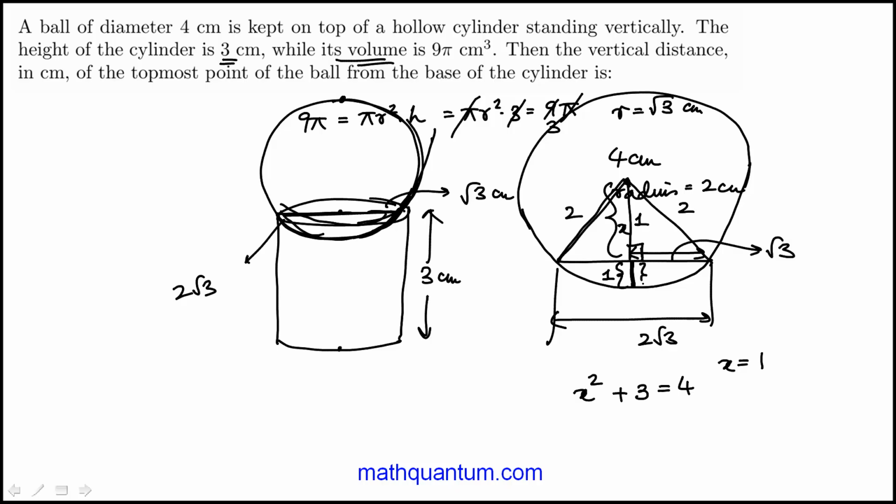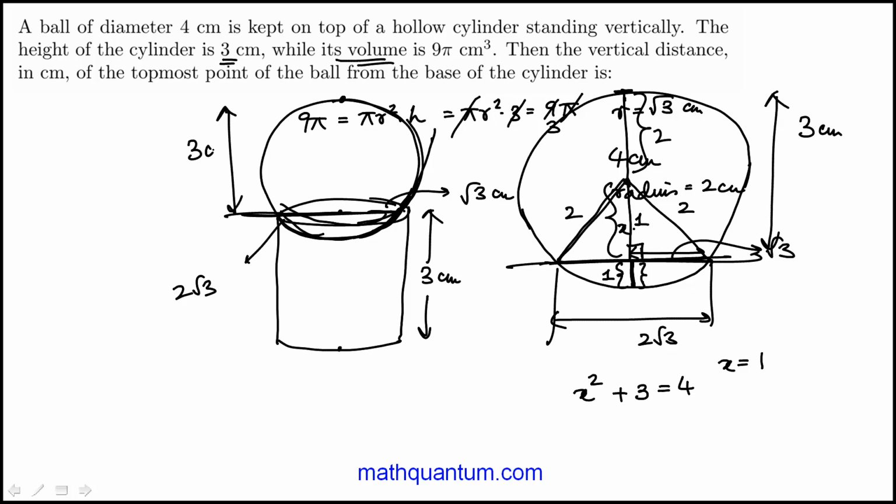And actually, we don't even need this part, because we can now find this distance to the top of the ball, that's 2 plus 1. So to the top of the cylinder, that's 3 centimeters, meaning up to this point to the top is 3 centimeters. And then we have the height of the cylinder, which is another 3 centimeters. So the total is 3 plus 3, or 6 centimeters, and that's the answer.